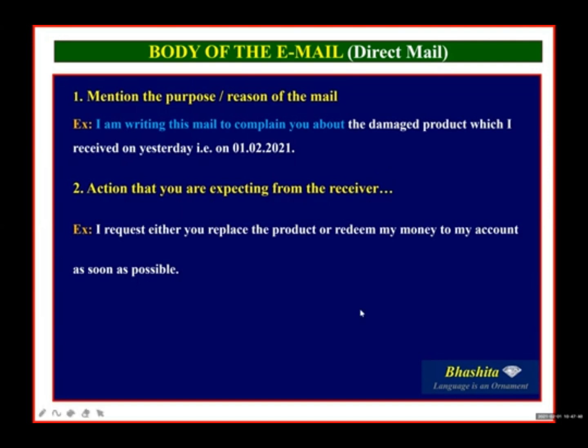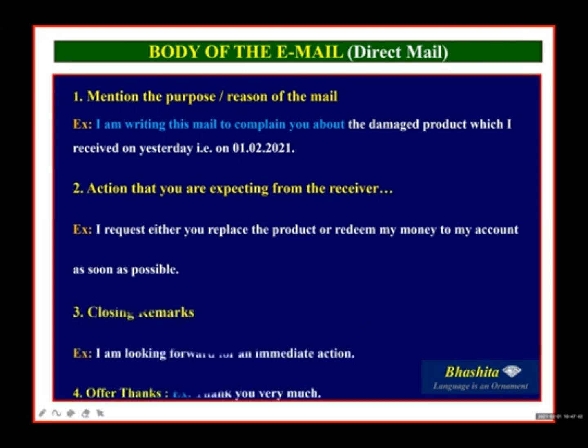Okay. Next one, closing remarks. How am I going to close the email in a very polite manner? I am looking forward to an immediate action. Closing remarks are, I am looking forward to an immediate action. Finally, what is the fourth element I have to include in the body of the email? Thank you very much.